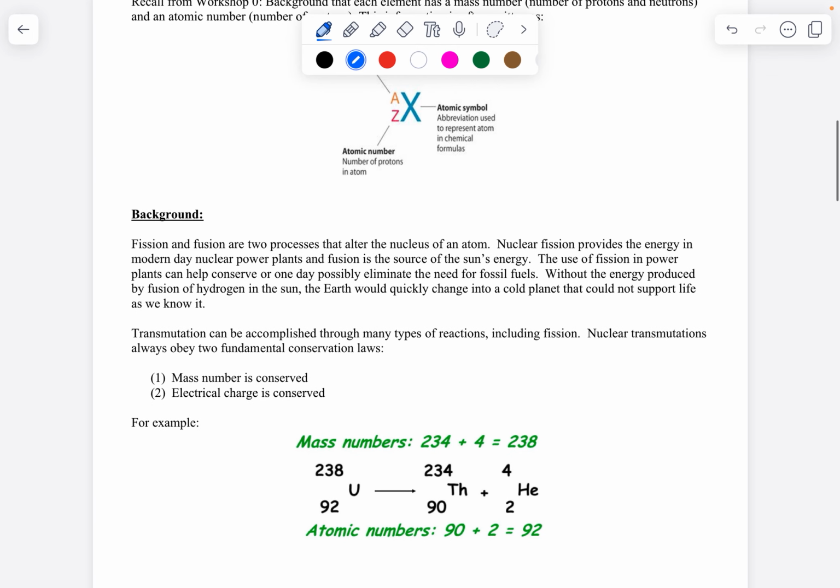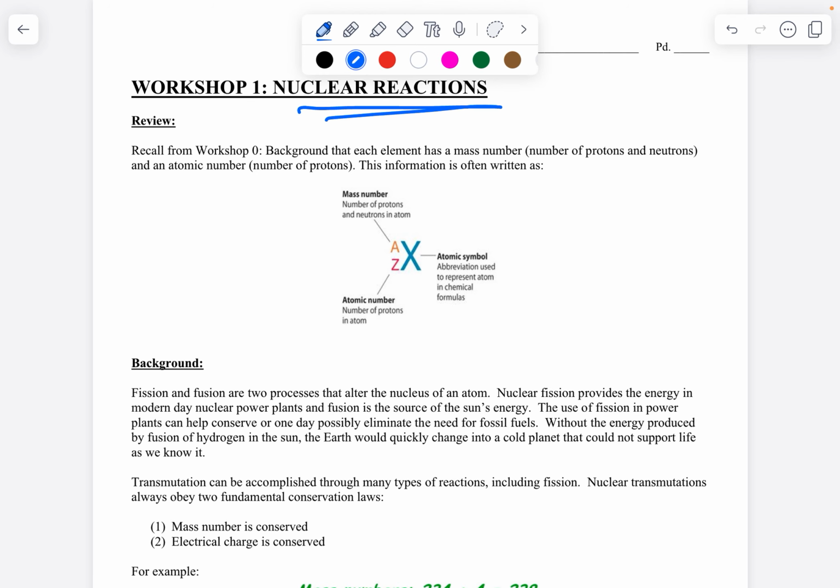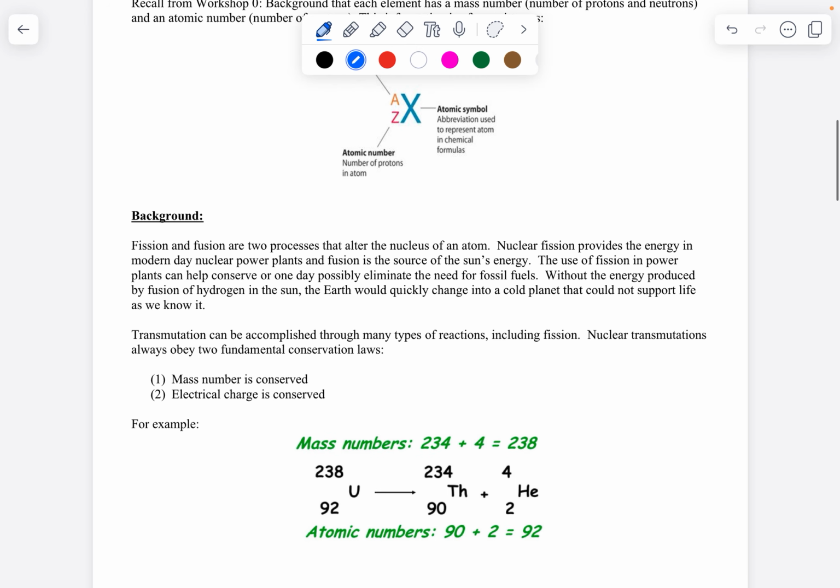Today we're going to learn about nuclear reactions. Now, you might already know that there are two types of nuclear reactions. The first one is fission and the second one is fusion. And these are processes that alter the nucleus of an atom.